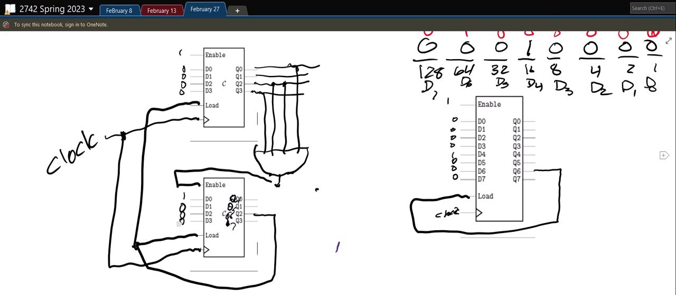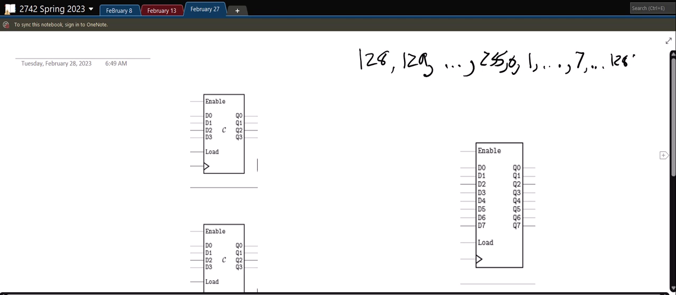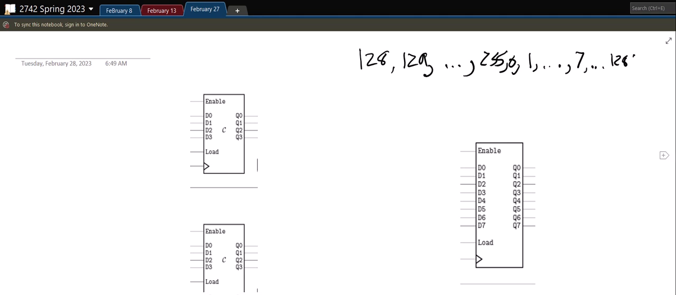Okay, so now we have 128, 129, 255, 0, 1, 7, 128. Okay, so we are loading 128, but then we detect, sorry, not a dot, dot, dot there. When we get to 7, that's when we want to reload.